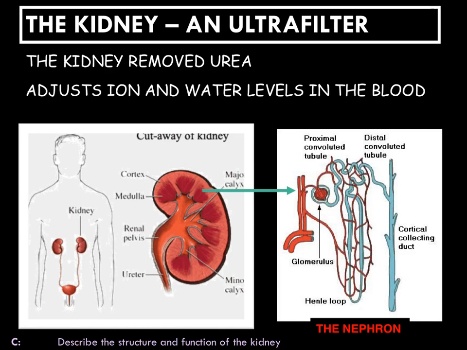From the Bowman's capsule, this solution will then travel down the first convoluted tubule, also known as the proximal convoluted tubule, before passing through the loop of Henle and then up the distal convoluted tubule, or the second convoluted tubule. Finally, it will then travel into the collecting duct before passing down into the ureter, then being stored in the bladder before leaving the body via the urethra. We will now look at the nephron in more detail.